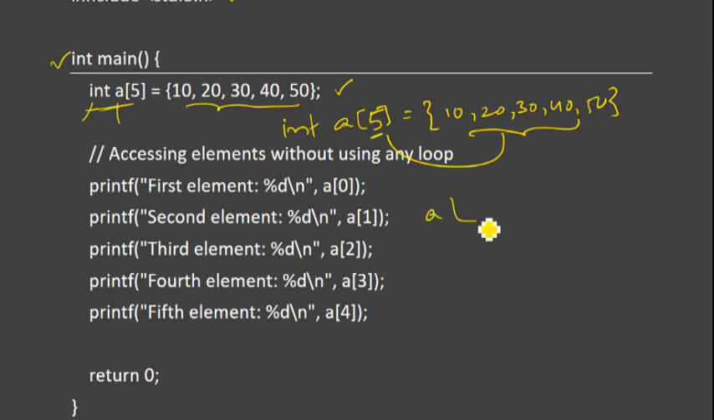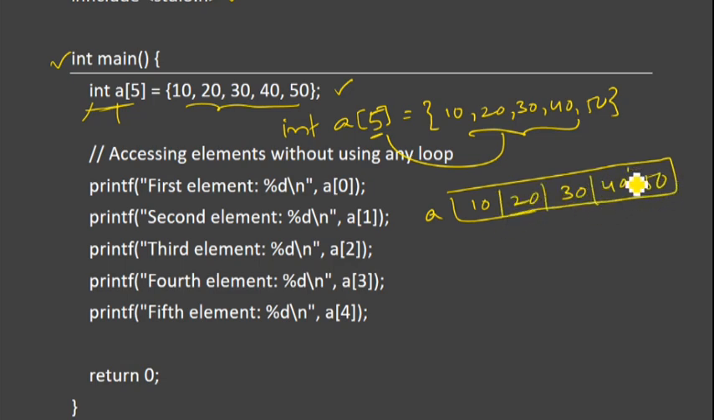So a is an array which can store the values. What are the values? 10, 20, 30, 40, and 50. Now you know, as we have already seen, this is stored in a of 0, this is stored in a of 1, this is a of 2, a of 3, and a of 4.